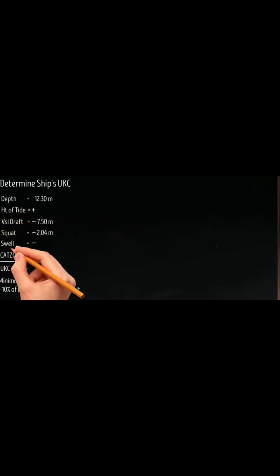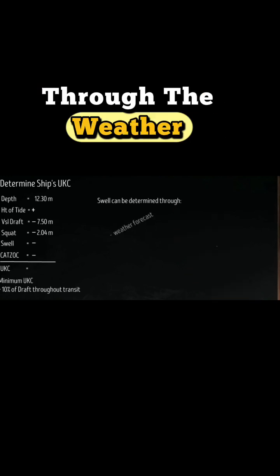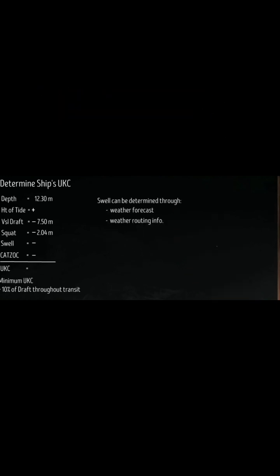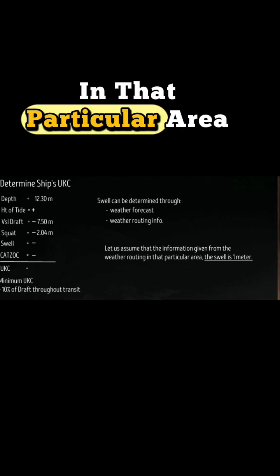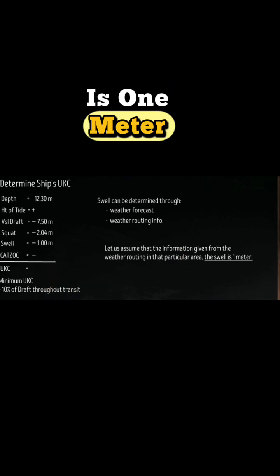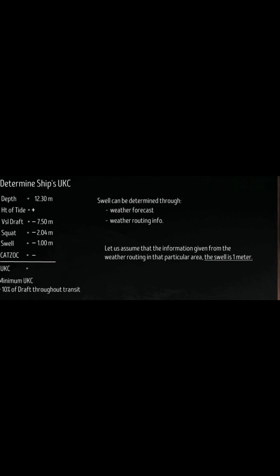Next is the swell. We can determine the value of the swell in that particular area through the weather forecast or weather routing. Let us assume that the information given from the weather routing in that particular area, the swell is 1 meter. So we will subtract 1 meter from the depth of the water.